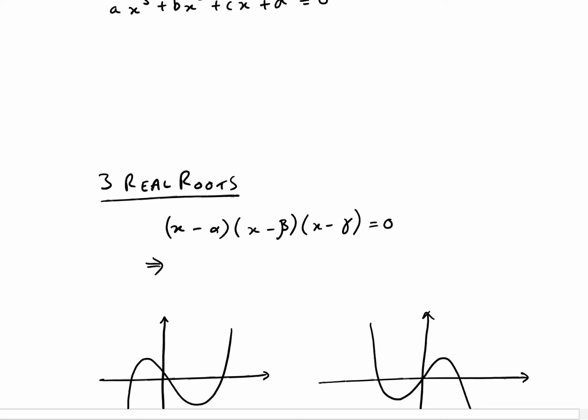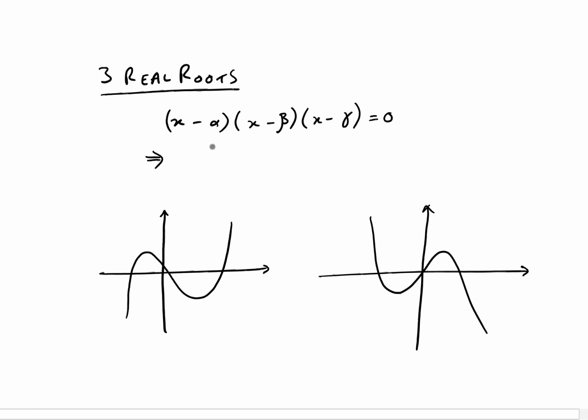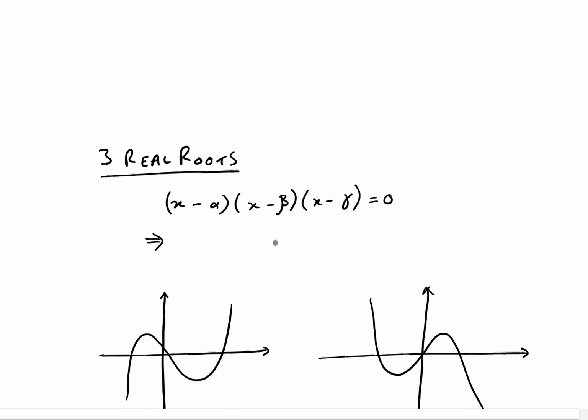Okay, so let's look at the first situation: 3 real roots, and let's call these roots alpha, beta and gamma. It means that basically you can factorize this cubic like this. Just like you'd factorize a quadratic into 2 roots, you factorize a cubic into 3 roots. So this thing multiplied by this thing multiplied by this thing all equals 0. Then that implies that the roots are going to occur when x equals alpha, or when x equals beta, and when x equals gamma.